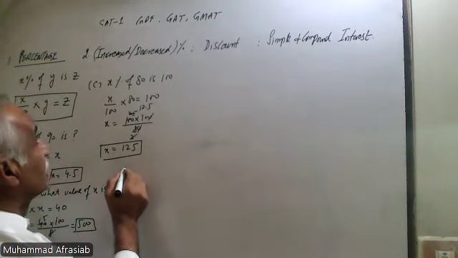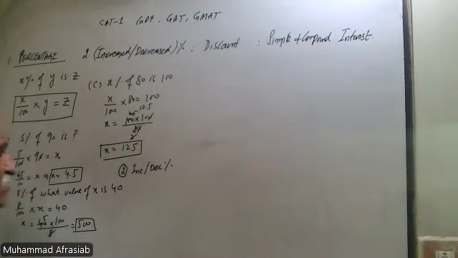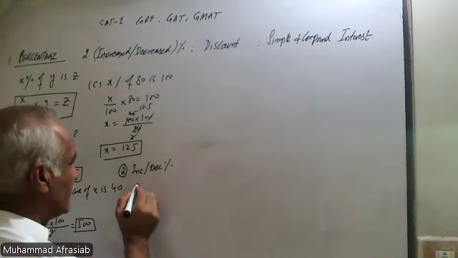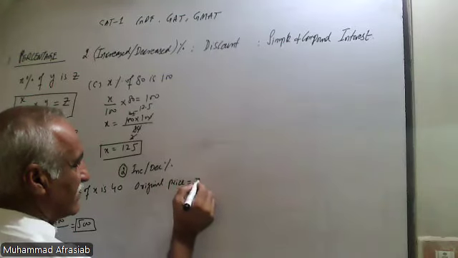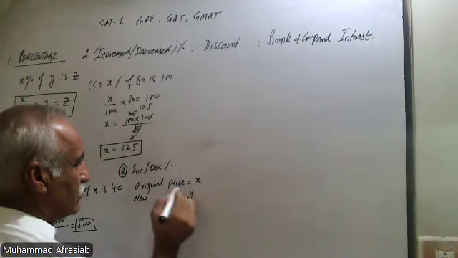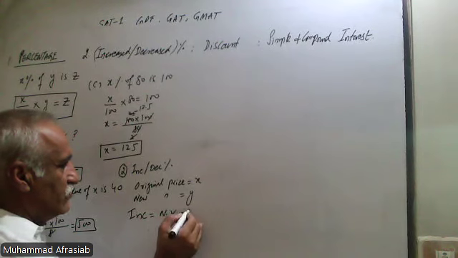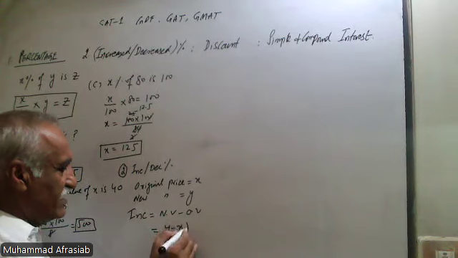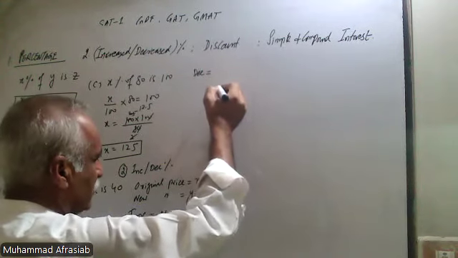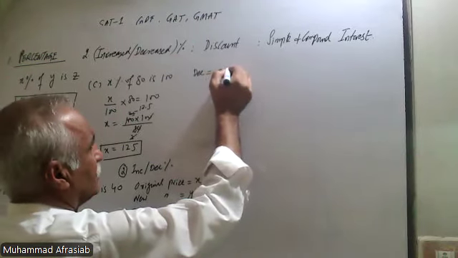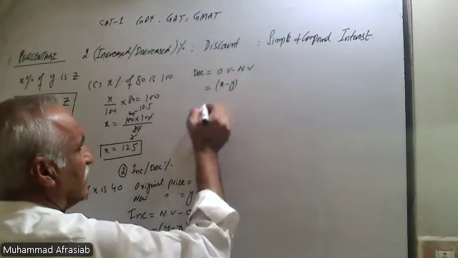Then we are starting the next topic, called increased or decreased percentage. Let's say the initial value, the original price, is denoted by X and the new price is Y. Then the increase is simply the new value minus the original value, that is Y minus X. Similarly, if there is a decrease, it will be the original value minus the new value, that is X minus Y.